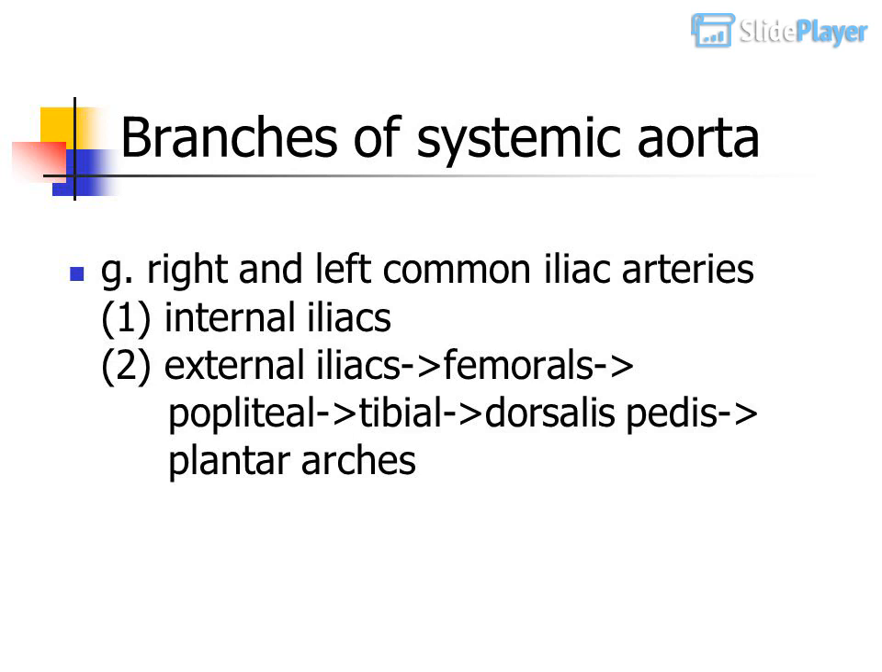Branches of the systemic aorta: g. right and left common iliac arteries, which branch into 1. internal iliacs, and 2. external iliacs, which lead to the femorals, then popliteal, then tibial, then dorsalis pedis, then the plantar arches.